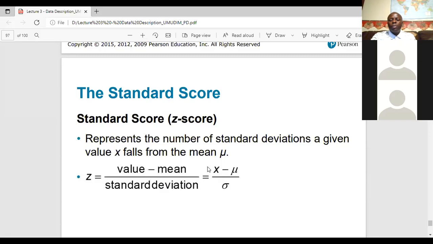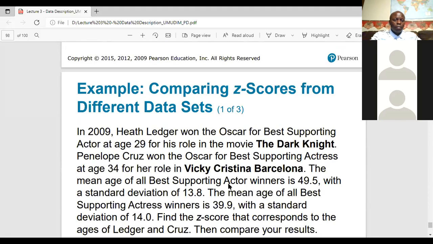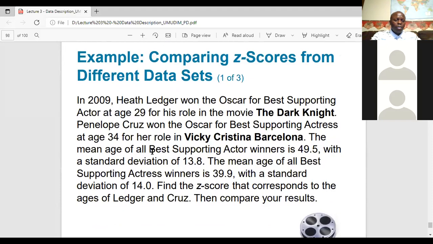The value, we use X to represent the value, minus the mean, which we covered when we were doing the mean of a distribution. And then this is the population standard deviation. So let's look at this. It says in 2009, Heath Ledger won the Oscar for Best Supporting Actor at age 29 for his role in the movie The Dark Knight. I don't know how many of you watched The Dark Knight. I haven't watched it either.